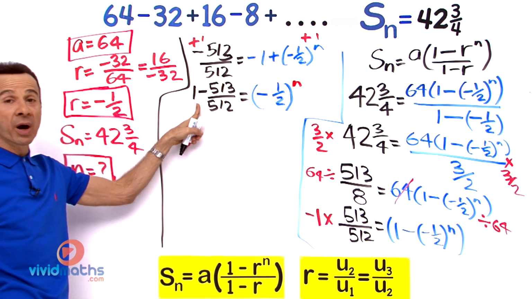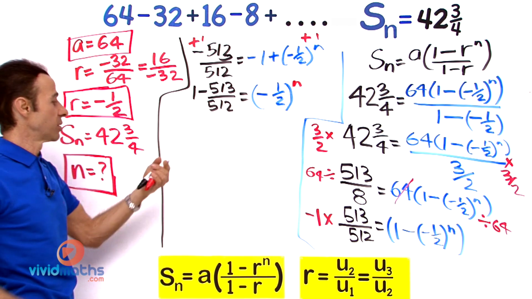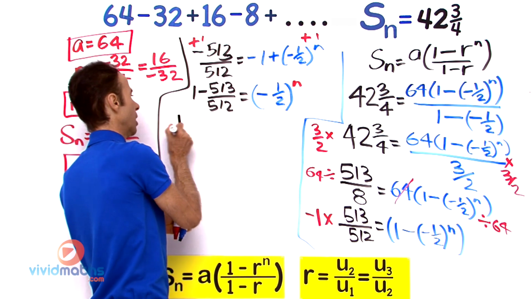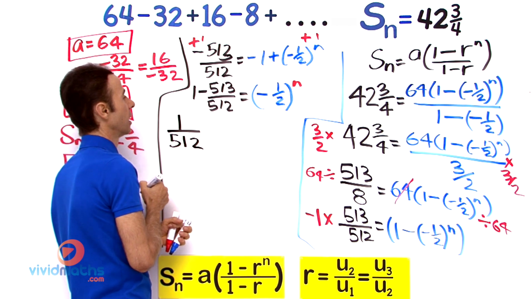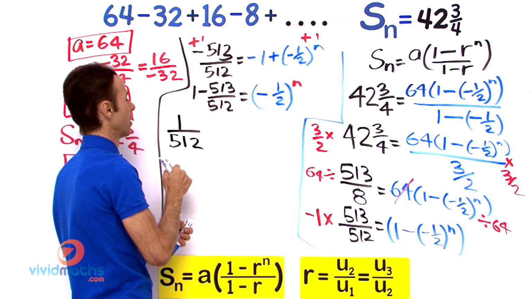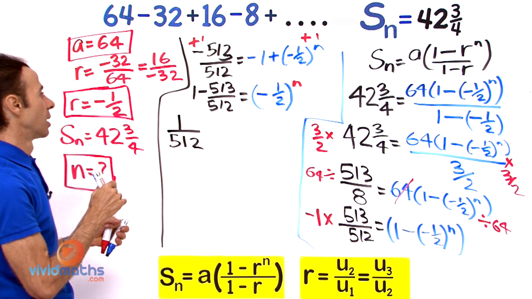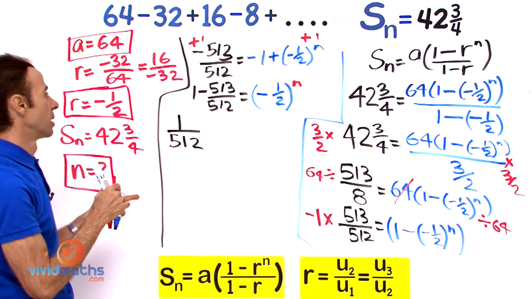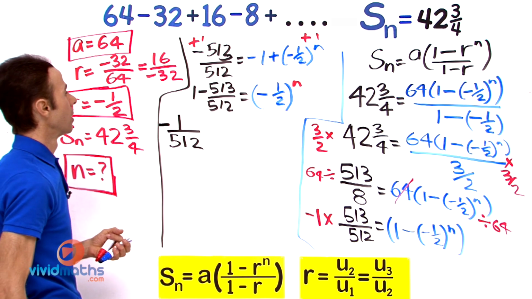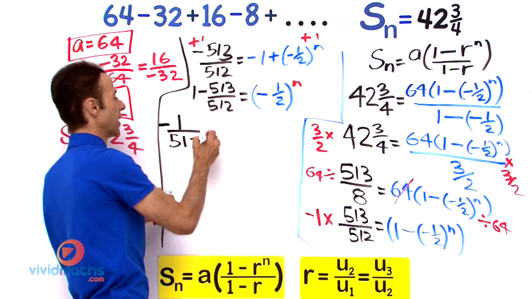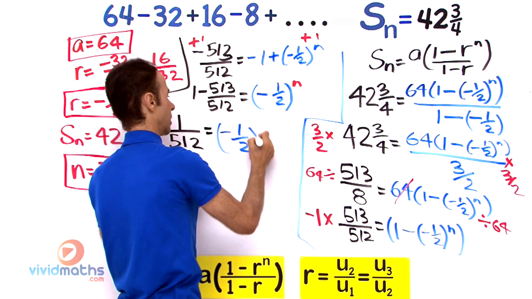Now in the calculator, 1 minus 513 divided by 512 ends up becoming a grand total of 1 over 512. Okay, so that's 1 minus that 512. Just checking. Okay, so that's going to be a negative. That's a negative 1 over 512, and that equals an equivalent of negative 1/2 to the power of n.